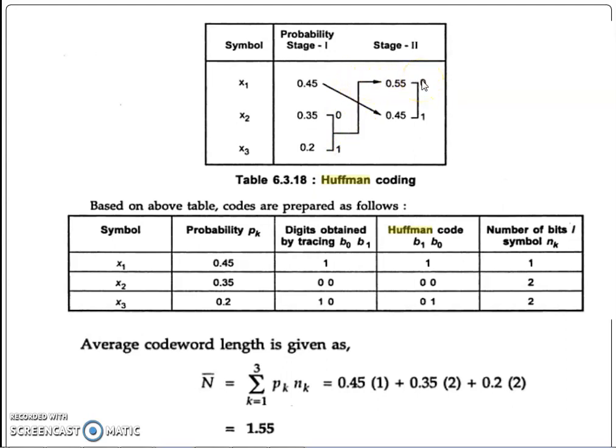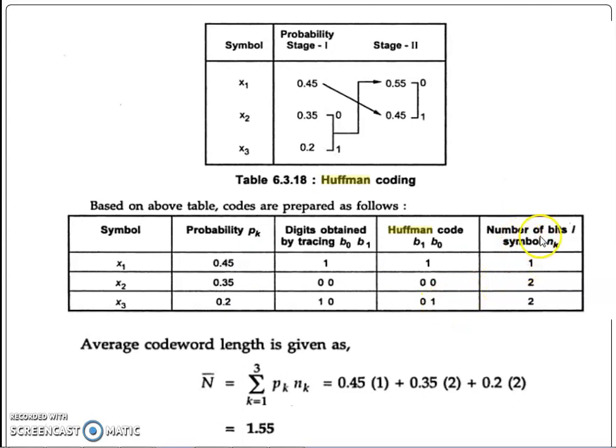But for the coding, I have to move from top to bottom. So this will be 0 0. So 0 0 is the Huffman code for 0.35 or for x2. For x1 or 0.45, the path is simply 1. So the Huffman code for x1 or 0.45 is only 1. So you can see for probability 0.45 the Huffman code is 1, for 0.35 the Huffman code is 0 0, and for 0.2 it is 0 1.